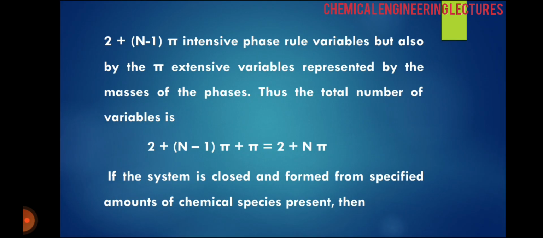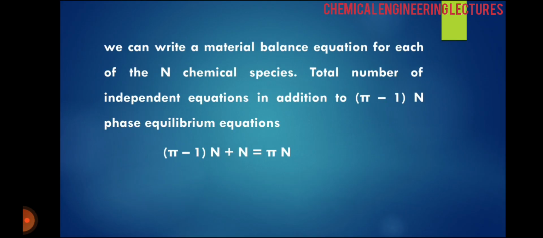So the total number of variables is 2 plus (n minus 1) times pi plus pi, which simplifies into 2 plus n pi. If the system is closed and formed from specified amounts of chemical species, then we can write a material balance equation for each of the n chemical species. So the total number of independent equations, in addition to the (pi minus 1) times n phase equilibrium equations, gives (pi minus 1) times n plus n, which is equal to pi n.